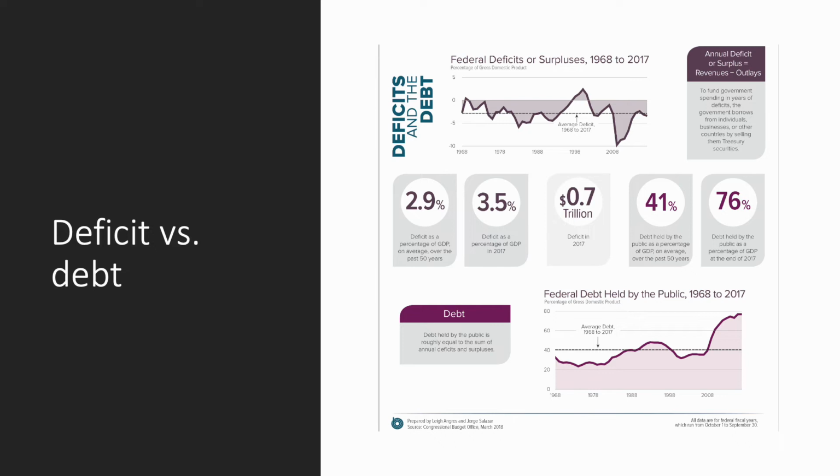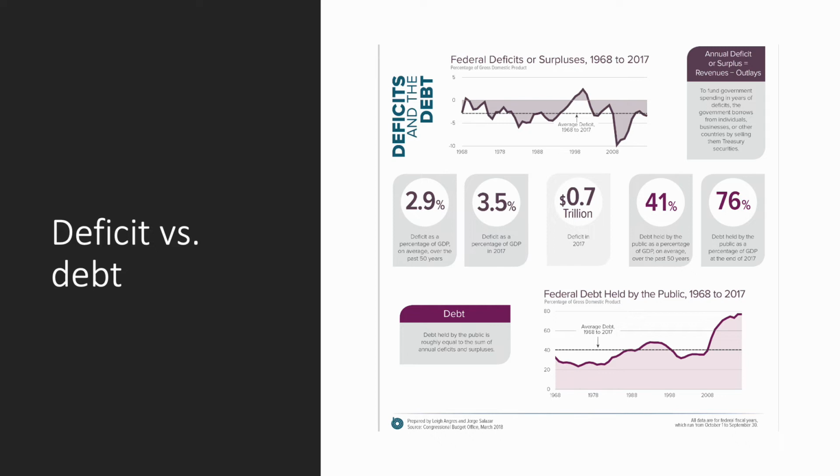But debt is the aggregate amount of money, the total amount of money that the federal government owes. And that amount of money is called debt. And it has been accumulated over many, many years. So every year that the government runs a budget deficit, more money is added to the total debt. So there's deficit and then there's debt, right?